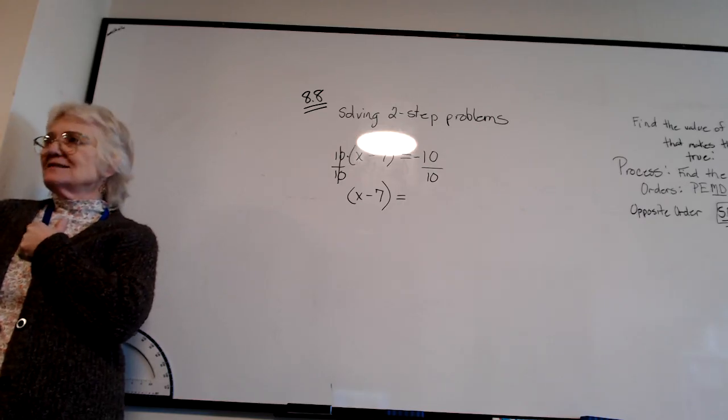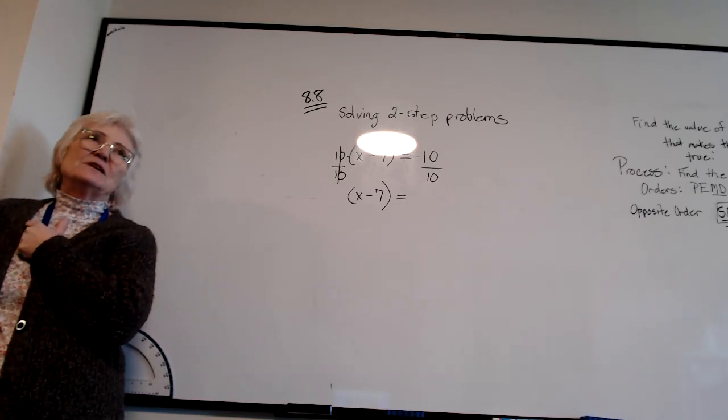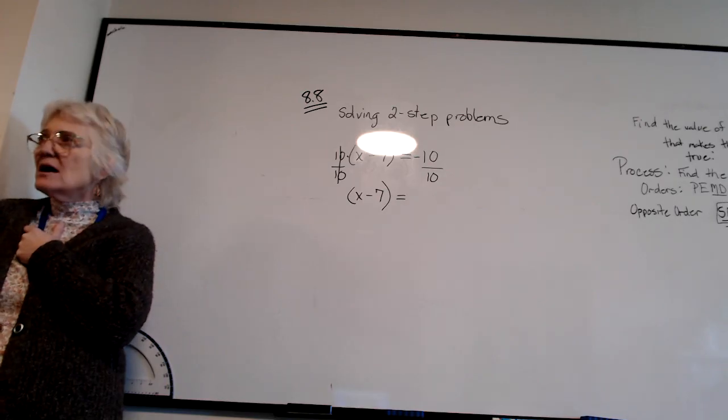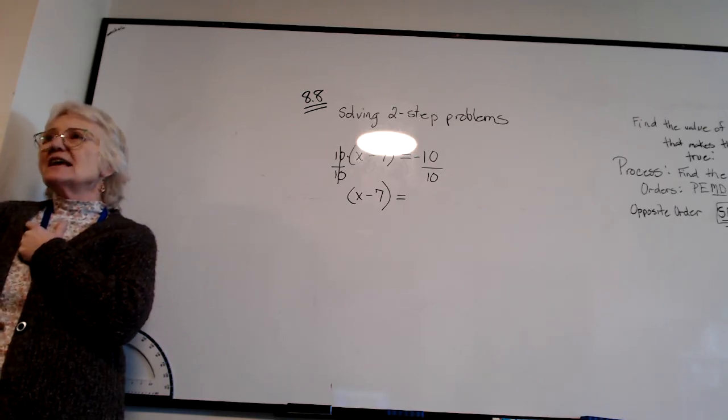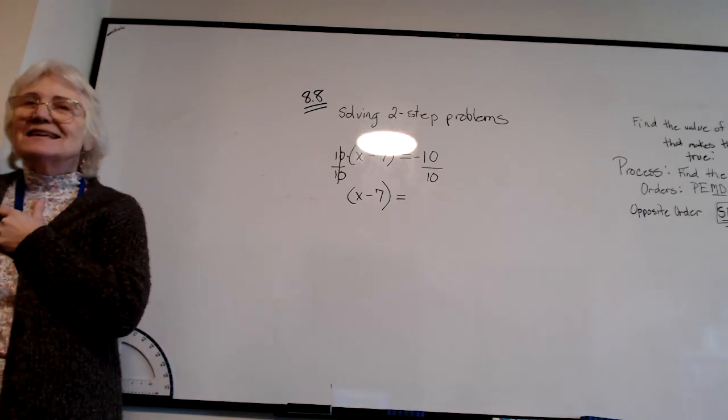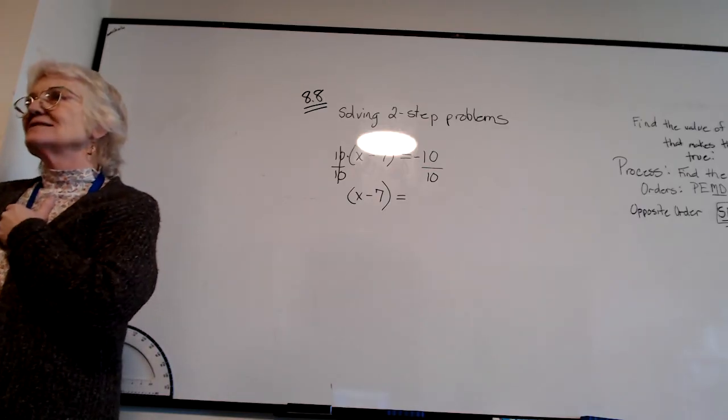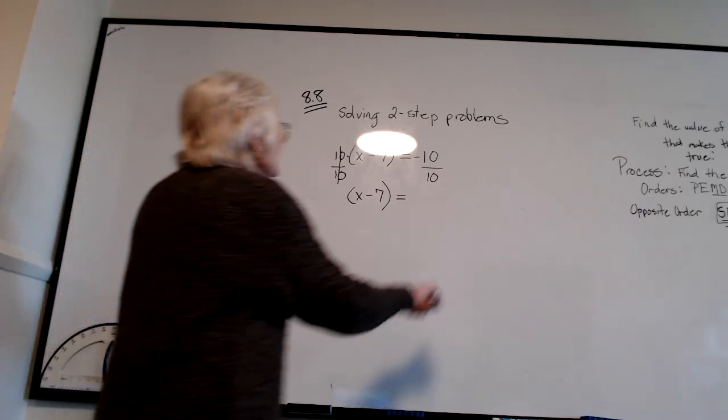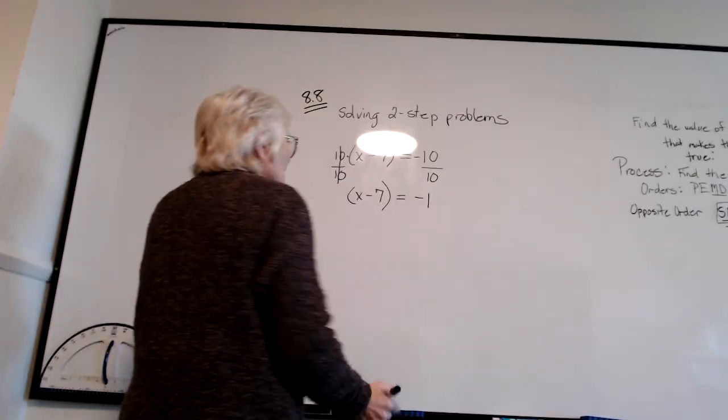What kind of one is it? It's a -1 because a negative divided by a positive is going to have a negative answer. And 10 divided by 10 is just 1. So this is going to be -1. Okay.